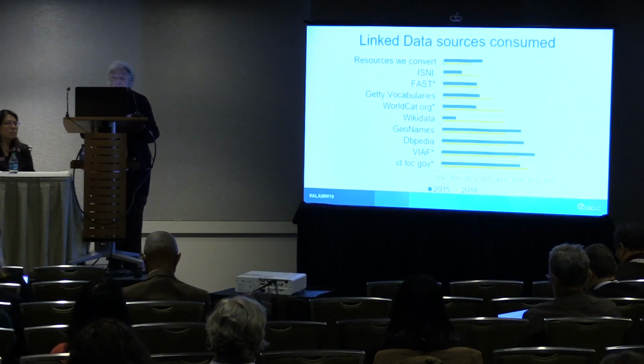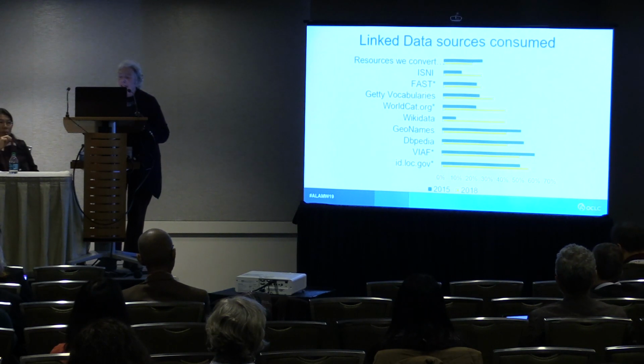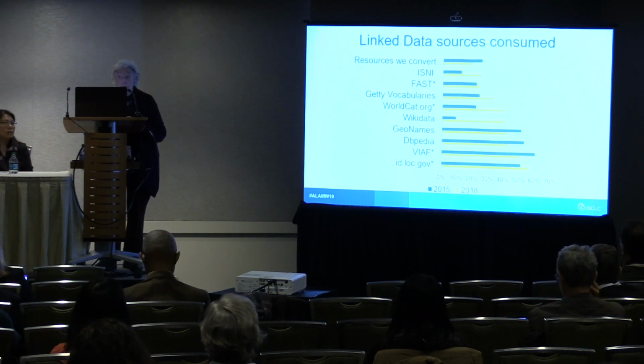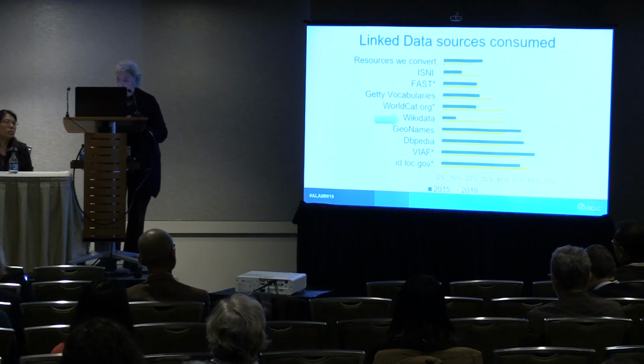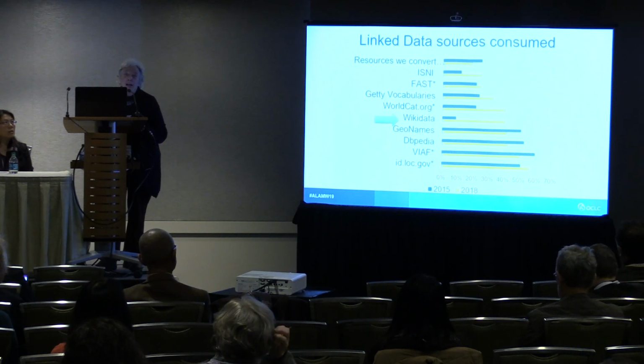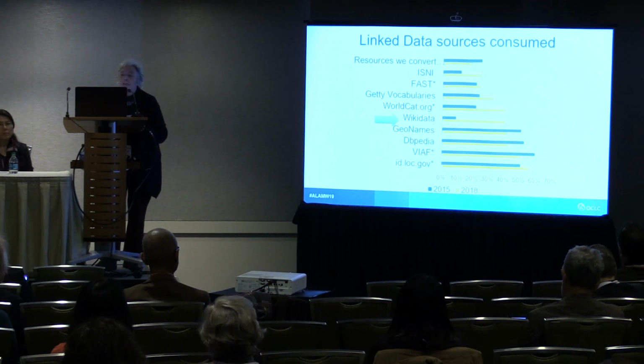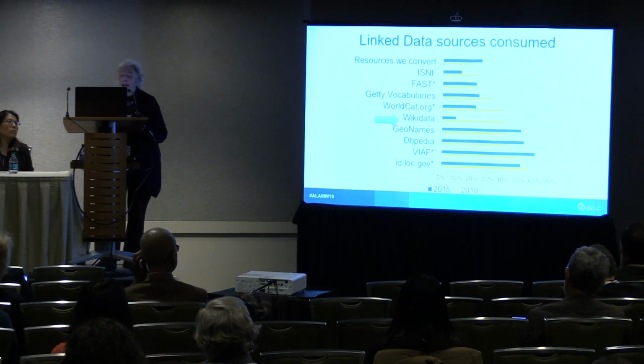For linked data sources consumed among the two surveys, ID.gov and BF are still the two primary linked data sources consumed by the respondents. But the big surprise, Wikidata surged in increase, more than 4 times that reported in 2015. And we also saw some increases in WorldCat.org and ISNI, but nowhere was the increase as significant as with Wikidata.